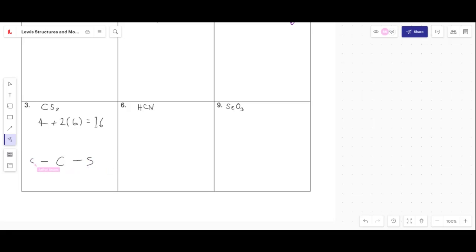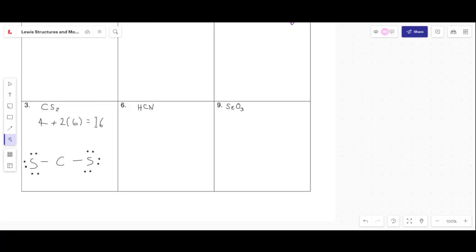We draw a skeleton structure, carbon, a sulfur on each side. Very good. That means we used up 4, which means we have 12 valence electrons remaining. Oh, smart. Use the big dots. So 2, 4, 6, 8, 10, 12. Okay, that's it.